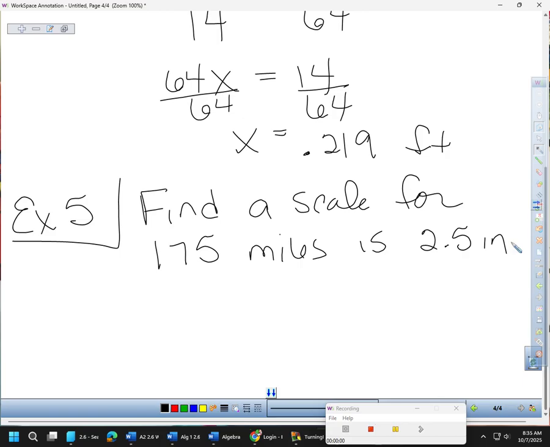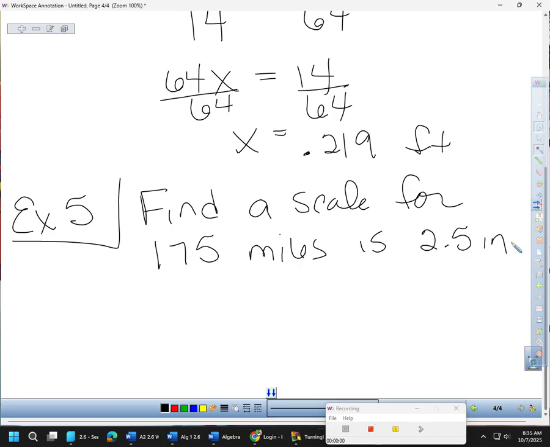Depending on the given information. So in that one, our scale was 1 to 64, right? So you're talking the model is 1, the 64 is like the actual. So when it gives us the actual car length, we have to put it on the bottom. If it gives us the model, we have to put it on the top. Does that make sense? Okay.